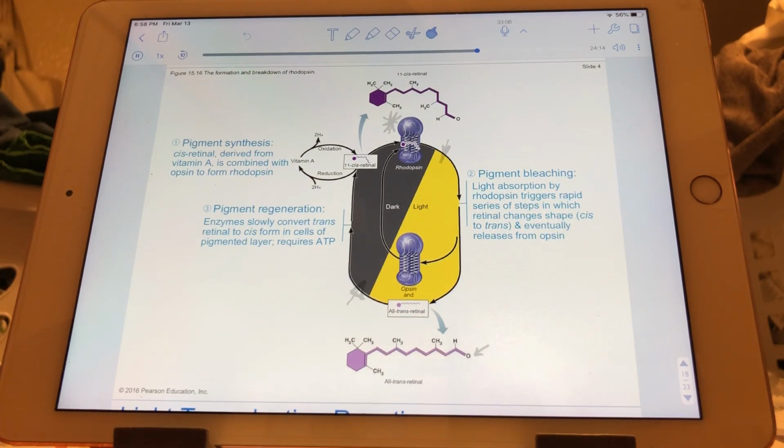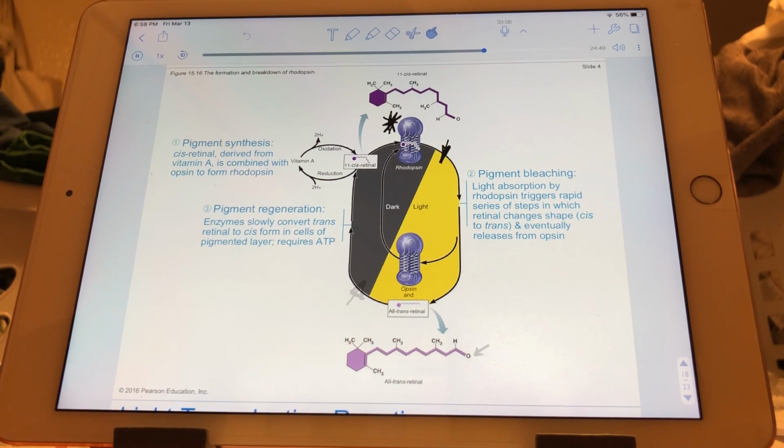This image is really scary, in part because it's so wordy, but don't worry, I'm going to walk you through and everything's going to be fine. In the dark, our retinol molecule is in the cis form, and cis retinol does have an affinity for opsin. Therefore, in the dark, we have a complete photopigment.